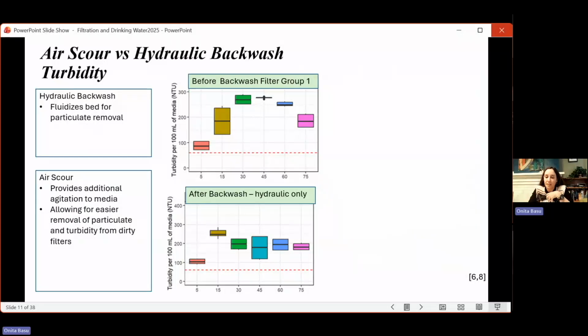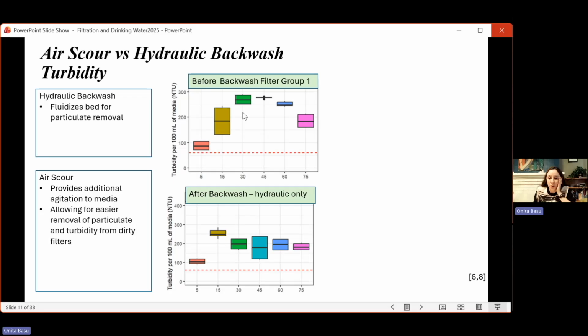And then if we continue to analyze what's happening, this is some research that we've done. So air scour versus hydraulic backwash, does it matter? In some plants, you only have a hydraulic backwash, and in some plants, you have air scour with the hydraulic backwash. So here we've been doing a study at a plant that only had hydraulic backwash with some really old media in it. And we also compared it to an air scour.